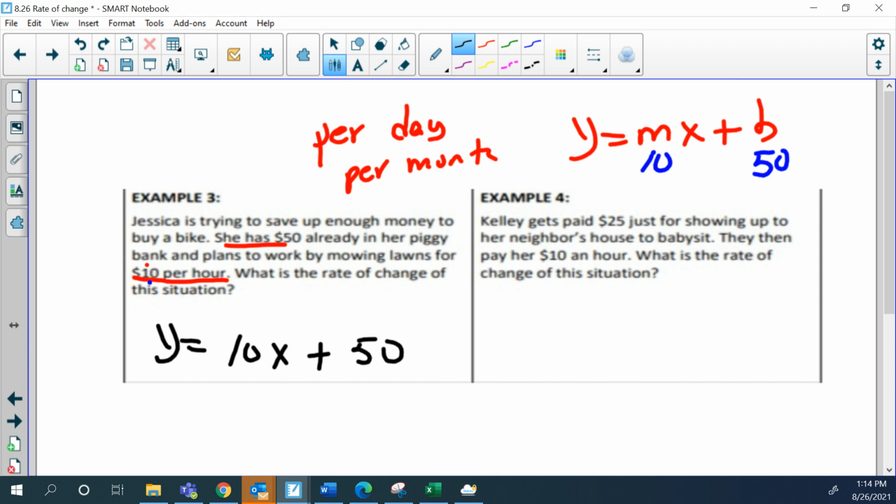All right, let's look at example 4. Very similar. I want you to pause the video for a second and try to figure out what is your initial value, what is the b, and what is the rate of change.